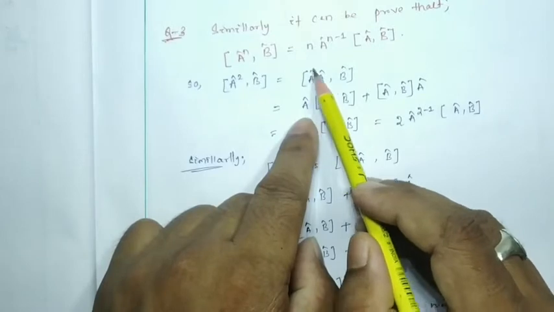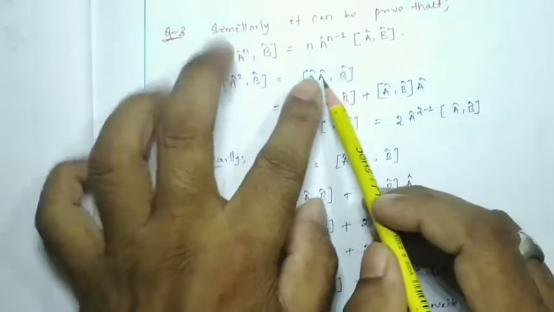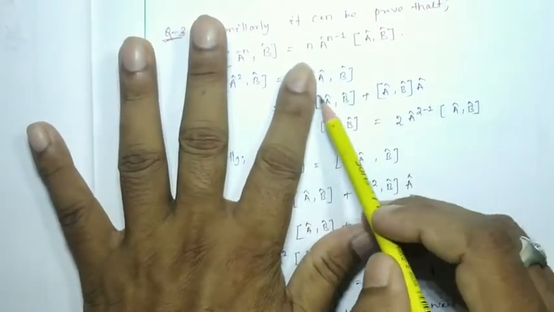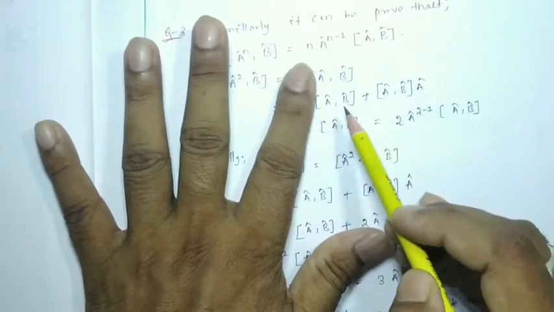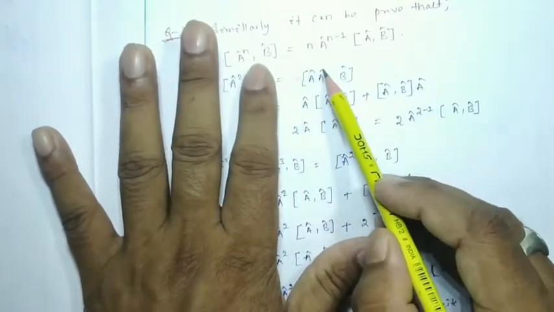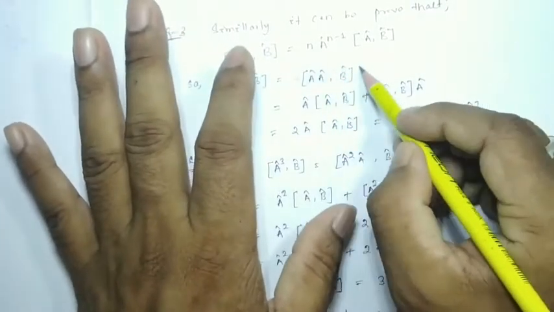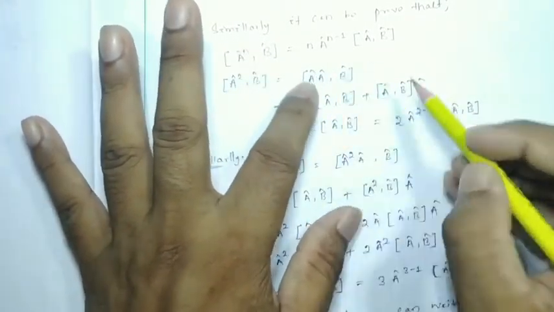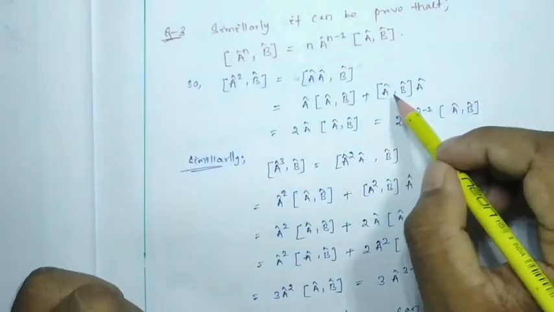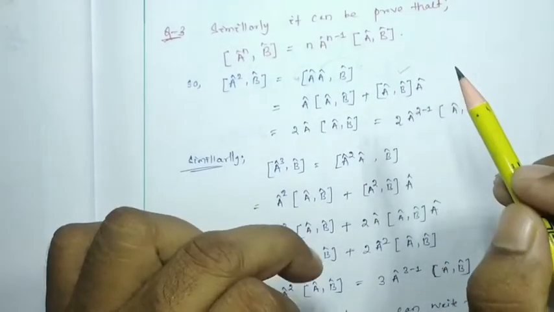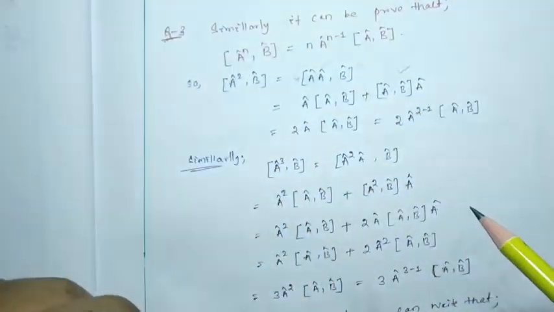This left side A cap will be moved towards the left side, and the rest of the things will be in the commutator bracket. Then plus, the right side A cap will be moved towards the right side. This has gone to the right side. The rest of the operators will be inside the commutator bracket. So this is the most important step, the procedure to do this type of problem.